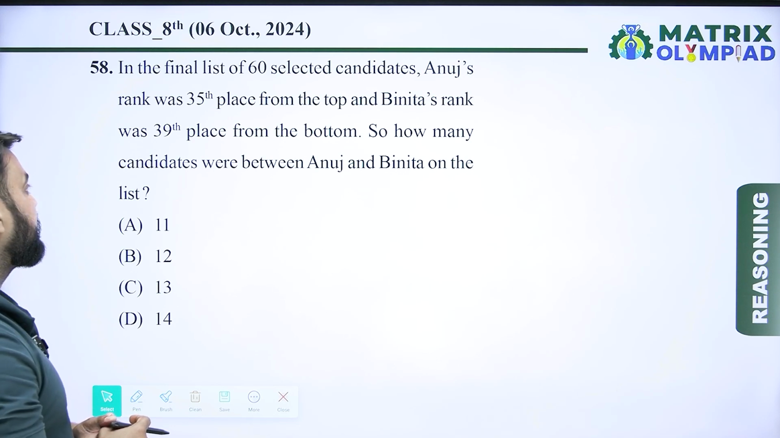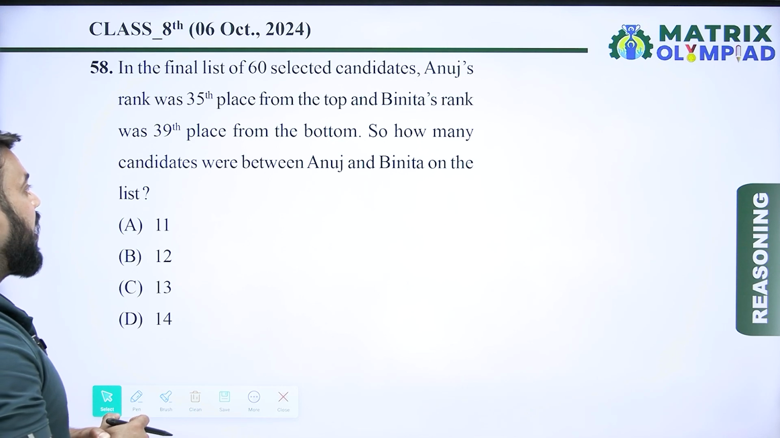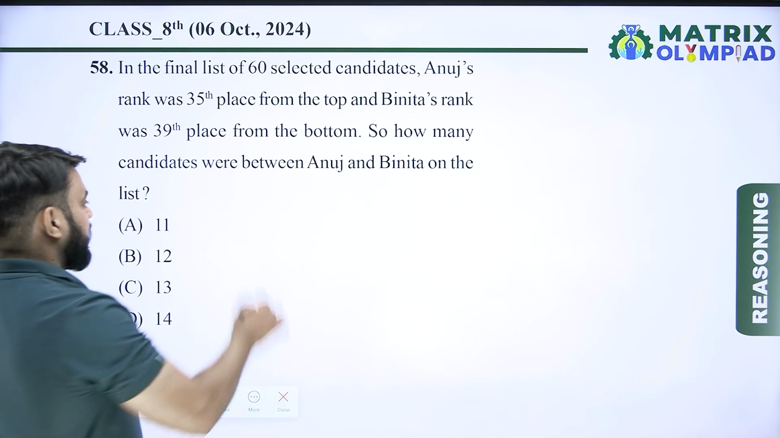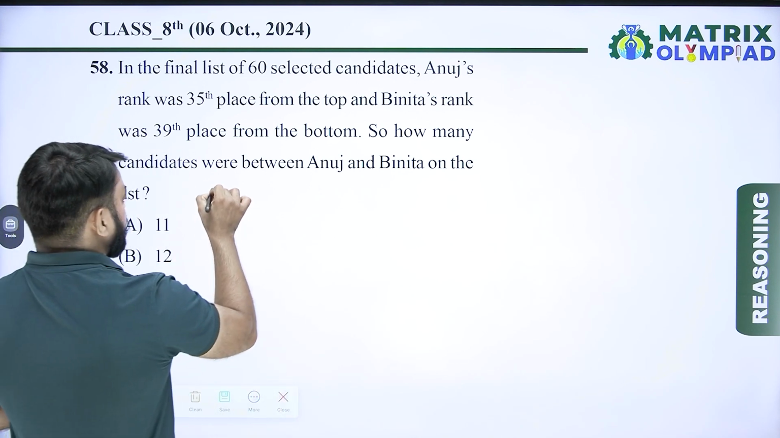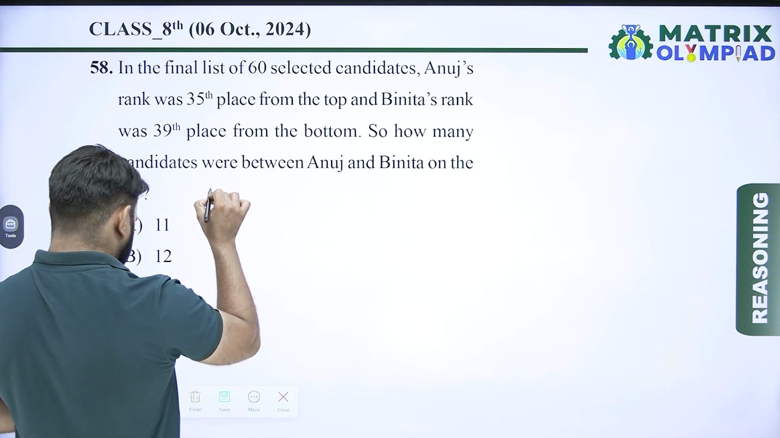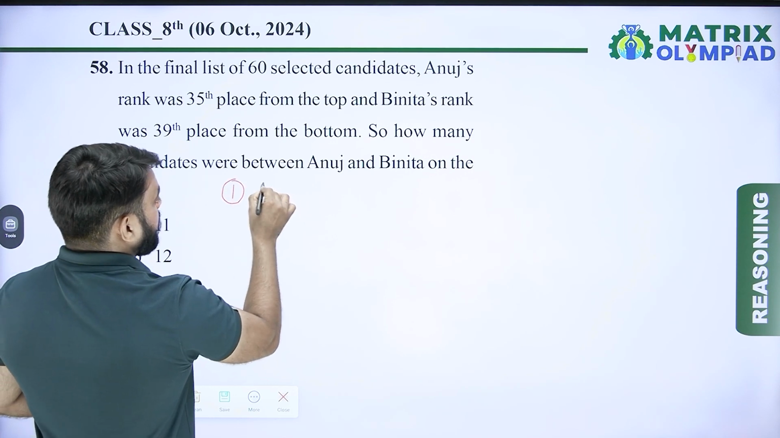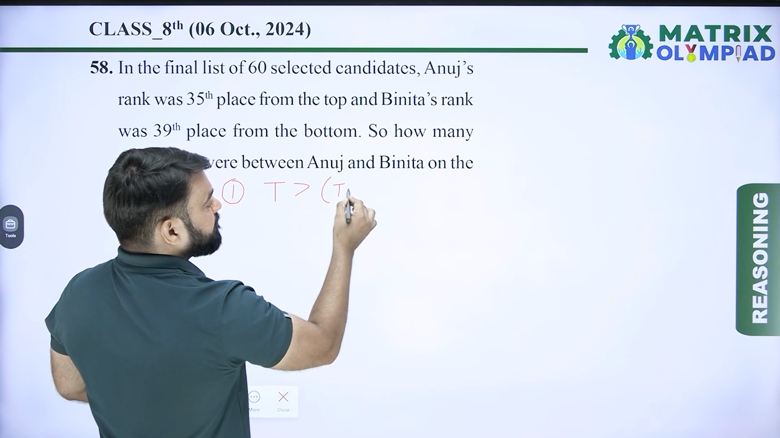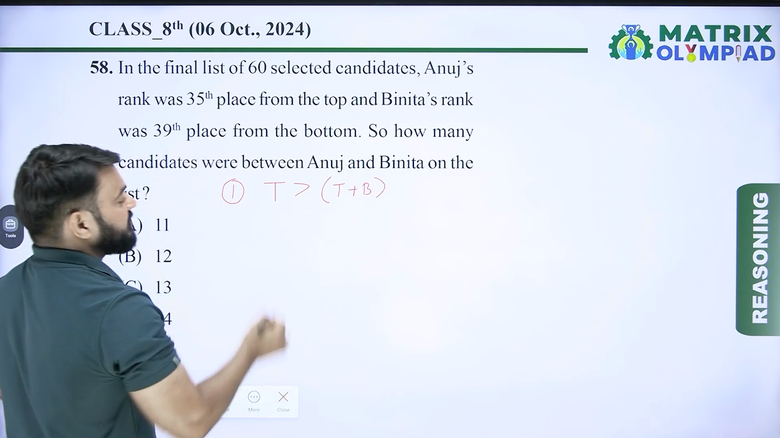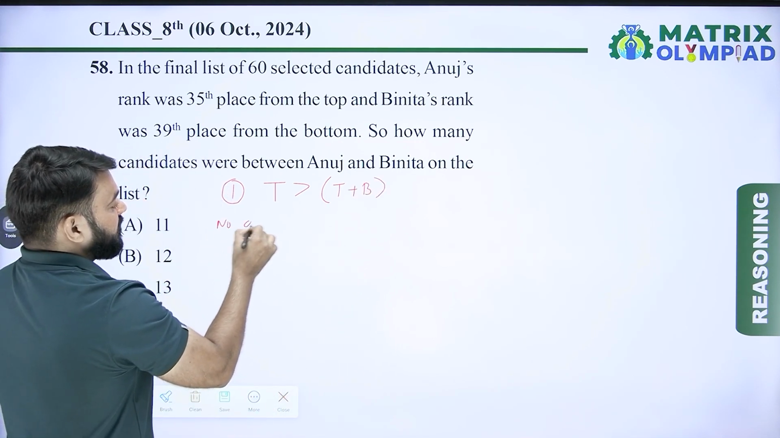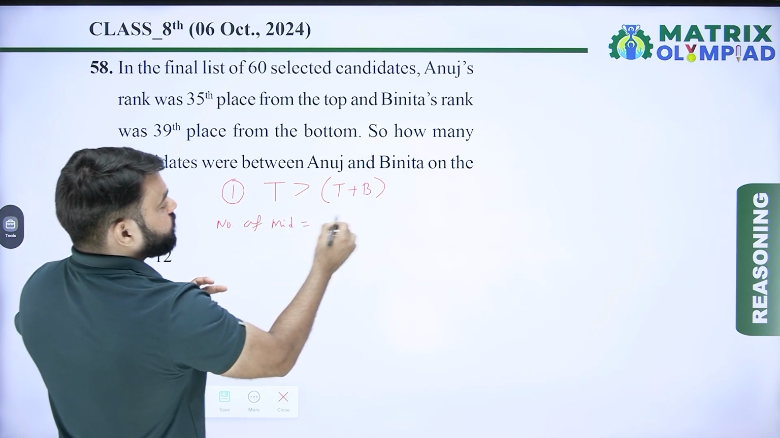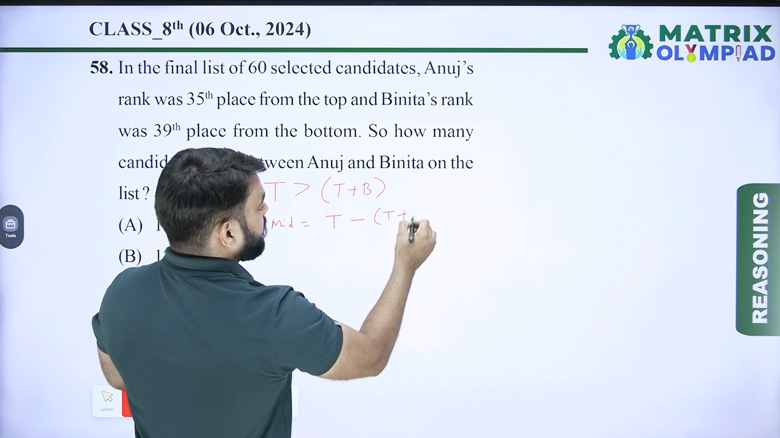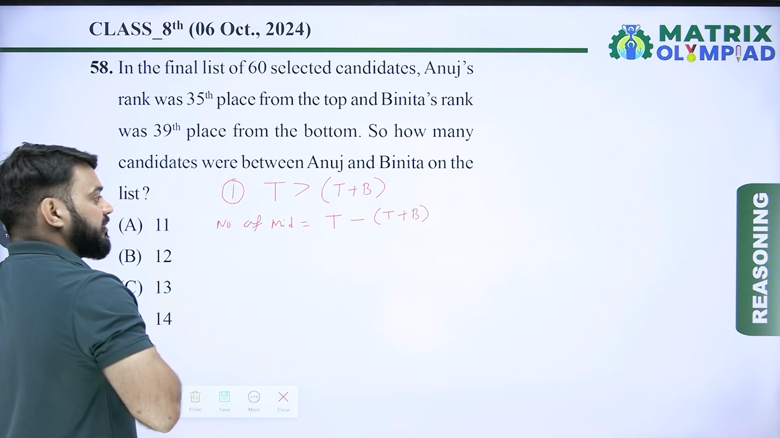and Binita's rank was 39th place from the bottom. How many candidates were between Anuj and Binita on the list? Find the number of mid-persons. There are two conditions for finding the number of mid-persons. For the first condition, if total is greater than the top position of the first person plus the bottom position of the second person, then the number of mid-persons is equal to total minus top position of first person plus bottom of the second person.